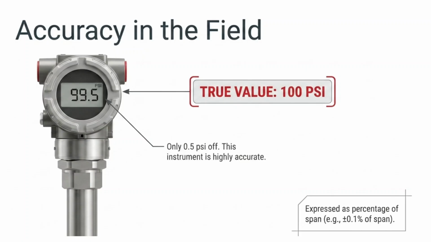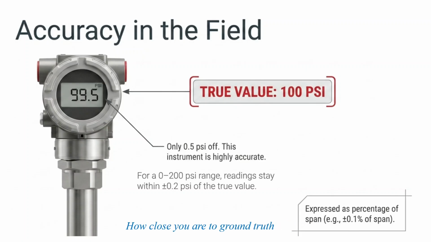Now, one thing you will see a lot in data sheets and spec sheets is that accuracy is expressed as a percentage of span, something like plus or minus 0.1% of span. So, if your instrument has a range of 0 to 200 psi, that 0.1% means your readings are within plus or minus 0.2 psi of the true value. Small number, but meaningful, especially in critical processes. The key idea here is accuracy tells you how close you are to ground truth. It's your reference against reality.